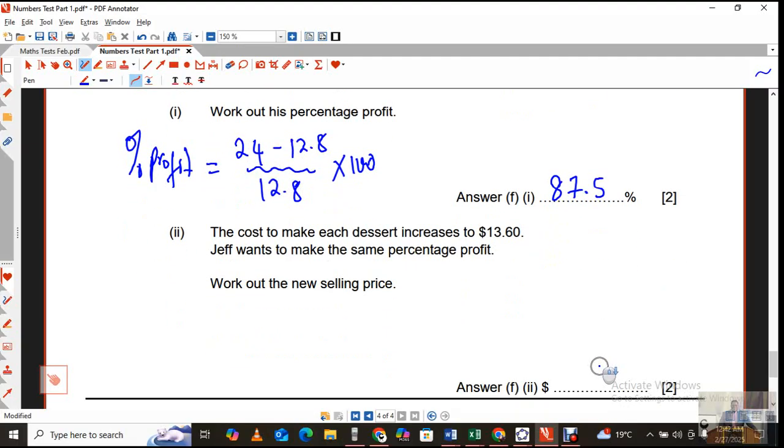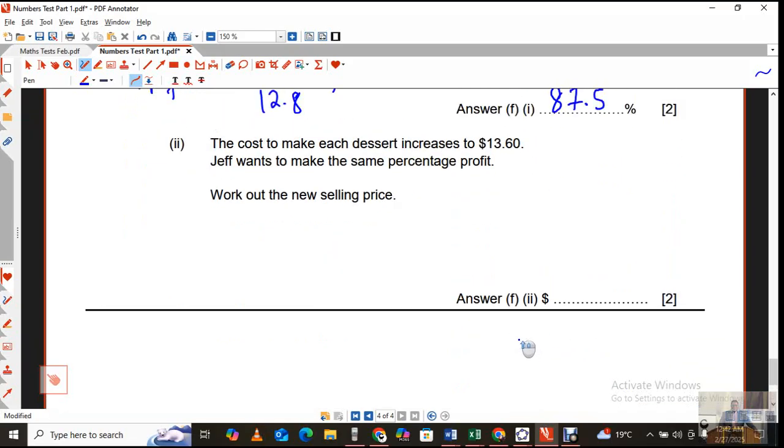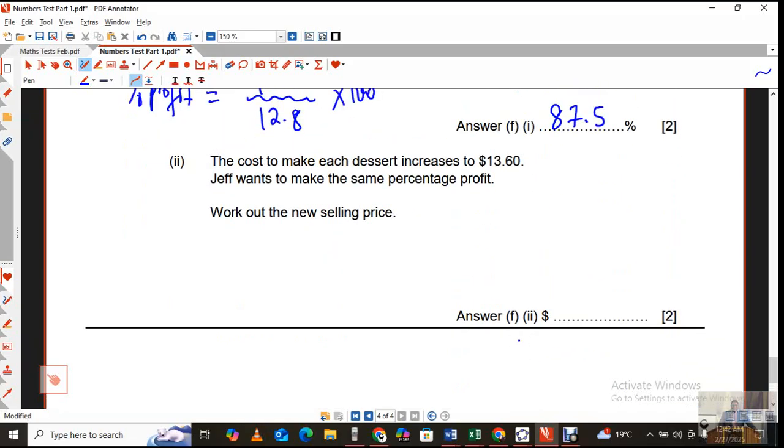Now when we come to Roman 2, which is our last question there, the cost to make each dessert increases to $13.60. Jeff wants to make the same percentage profit. Work out a new selling price. So this is an issue that you need to understand. In order to make a profit, you have to consider that the percentage profit we're dealing with was 87.5%.